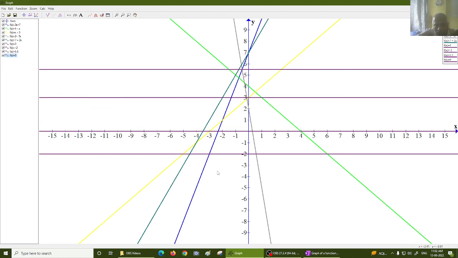These are some of the examples of linear functions where you get graphs as straight lines, but not all the time will the graphs be straight lines. The graphs are going to be curved, and we are going to see those examples in the next video.